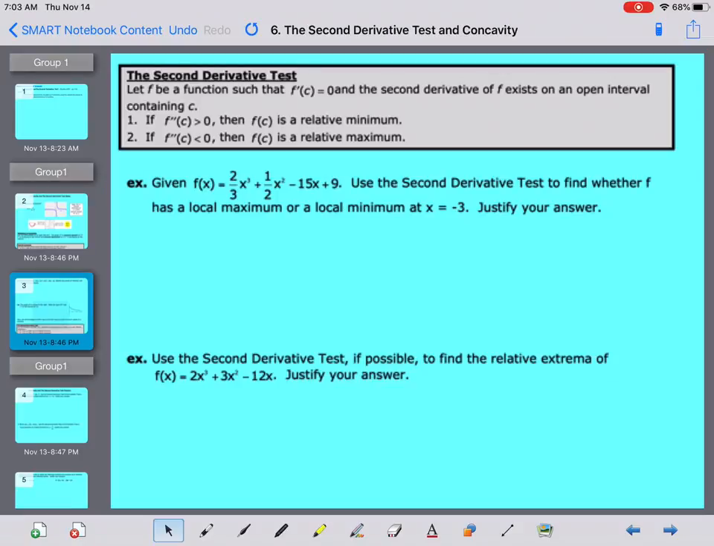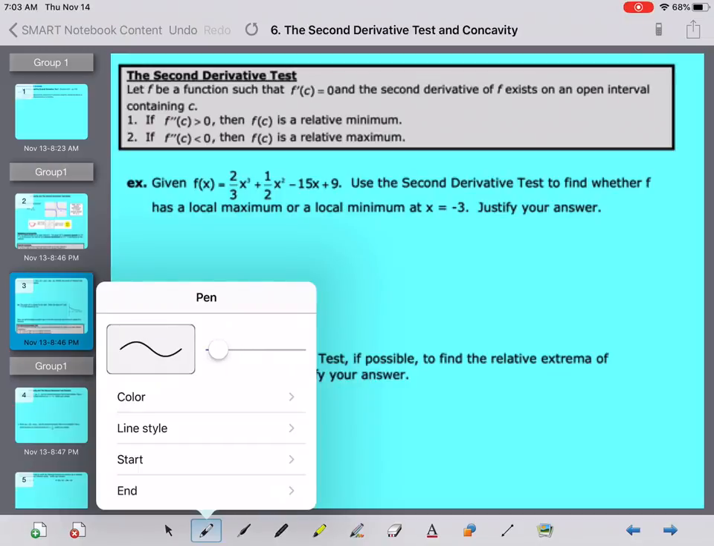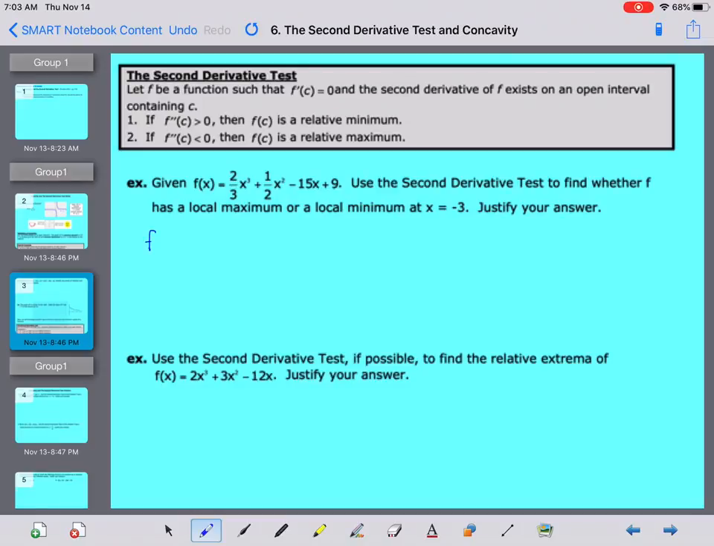So the first example says, given f of x equals, and it gives us our function, use the second derivative test to find whether f has a local maximum or a local minimum at x equals -3. Justify your answer. Well, first I have to confirm that x equals -3 is in fact a critical value. So I need to get my derivative up here. My first derivative, f prime of x, when we take our derivative, we get 2x squared plus x minus 15.